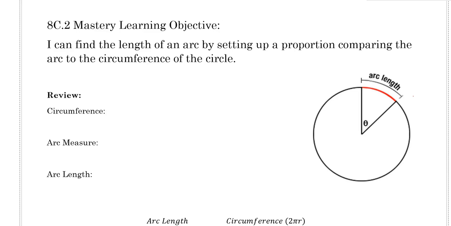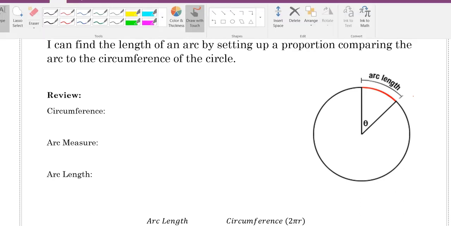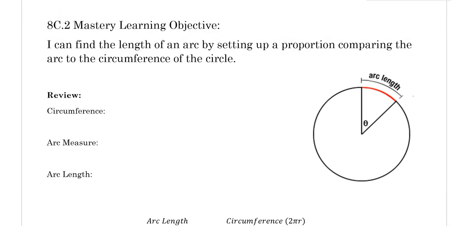We're looking at 8C.2. We're now finding the length of an arc by setting up a proportion comparing the arc to the circumference of a circle. The first thing we're going to do is two of our words are just review. First, the circumference. We learned that in B1. Remember, the circumference is just the length around the circle. Circumference equals 2 pi times r. We're going to need to use that.